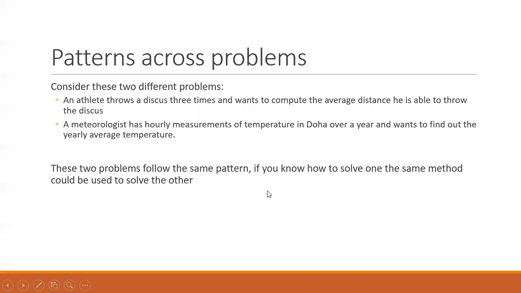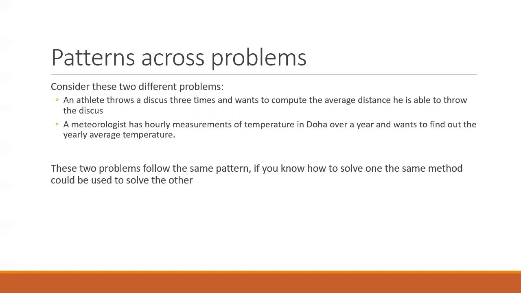So we've got two different problems here, right? An athlete throws a discus, which is like a weighted disc, and wants to get the average. They're doing that 3 times. A meteorologist wants the average temperature. They're measuring the temperature every hour over an entire year, and they want to find out the yearly average temperature. Now, the only difference between those two problems is the actual scale.